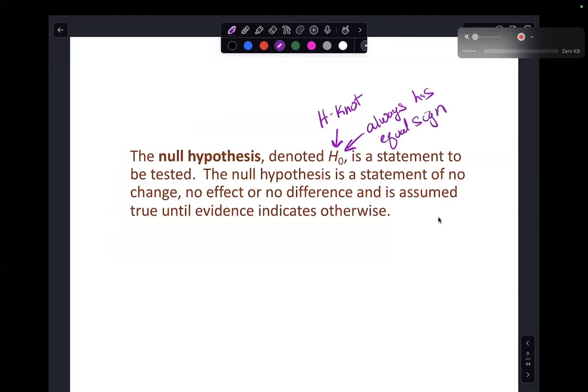And we always assume it is true until evidence shows otherwise. This is your null hypothesis. Give you a second to write your little notes on there. Okay.